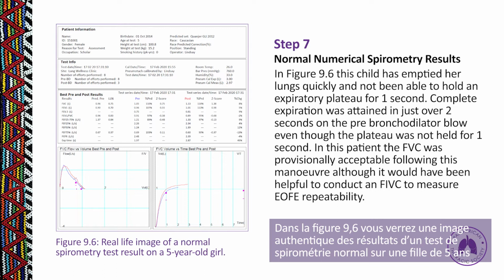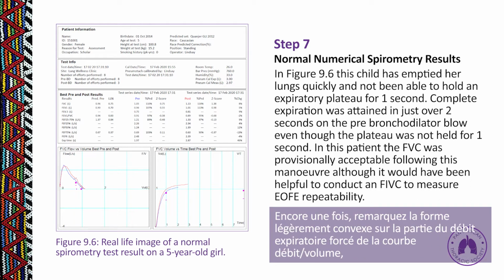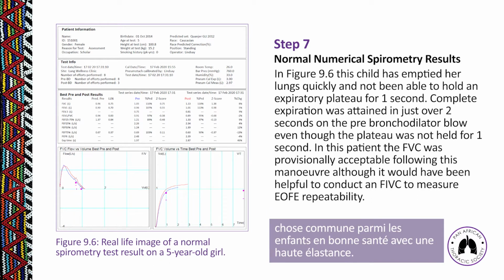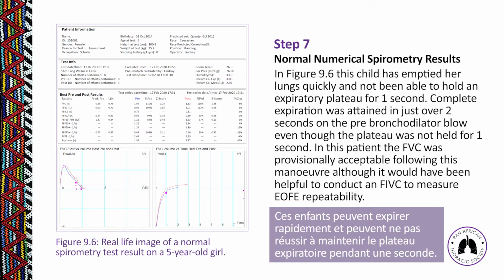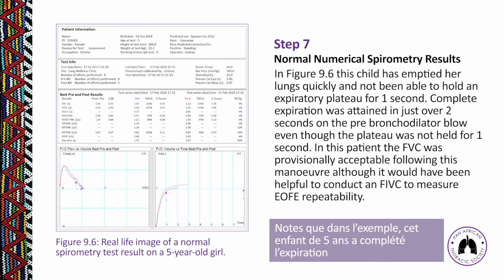In figure 9.7, you'll see a real-life image of a normal spirometry test result on a 5-year-old girl. Again, note the slightly convex shape of the forced expiratory flow segment of the flow volume curve, which can be seen in healthy children with high elastic recoil. Such children can empty their lungs quickly and may not be able to hold that expiratory plateau for 1 second. Note that in this instance, this 5-year-old child completed the expiration in just over 2 seconds, even though the plateau was not held for a full second.